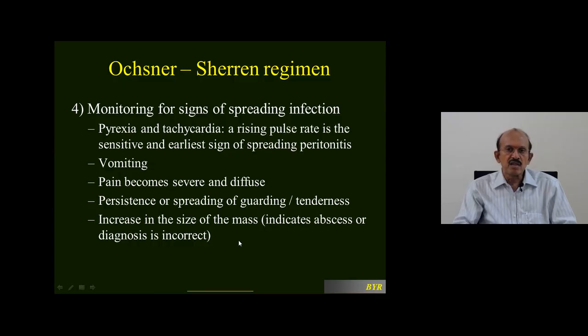Whenever there is an increase in the size of the mass, you must think of two things. Number one, an abscess has occurred. Number two, your diagnosis may be incorrect. It may be tuberculosis. It may be carcinoma. Sometimes tuberculosis and carcinoma can also manifest as acute pain. That is why, whenever acute pain is there, you should not omit thinking about tuberculosis and carcinoma, because they are chronic conditions and sometimes you may omit them from your differential diagnosis. Don't do that. They should always be considered.